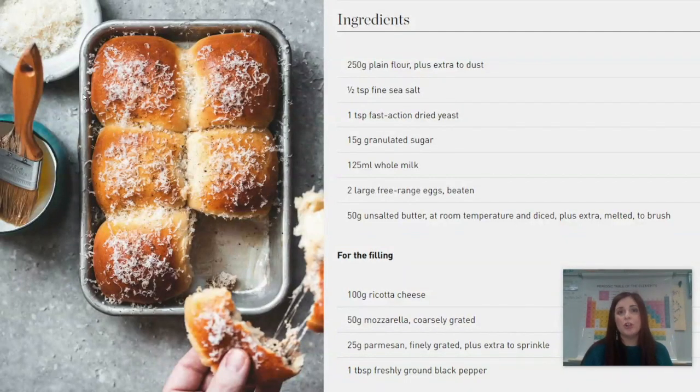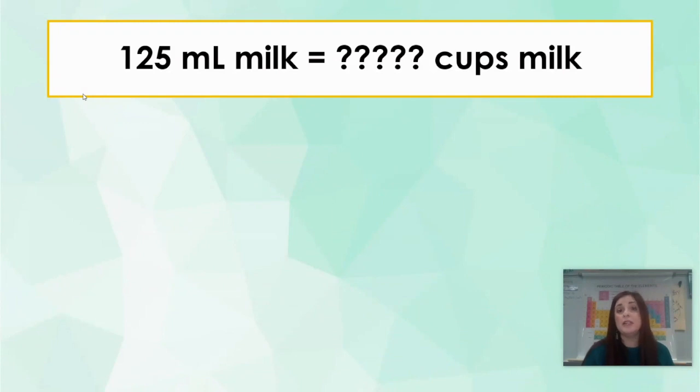So let's go ahead and look back at this recipe. We are going to first convert 125 milliliters of whole milk, and we are going to change that unit of volume to a volume that we are much more comfortable with measuring. And in America, we tend to use the cup. So we are going to change the unit of milliliters of milk to cups of milk by doing dimensional analysis.